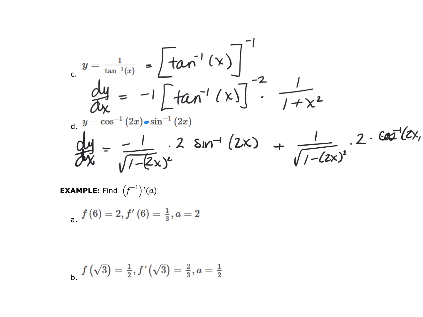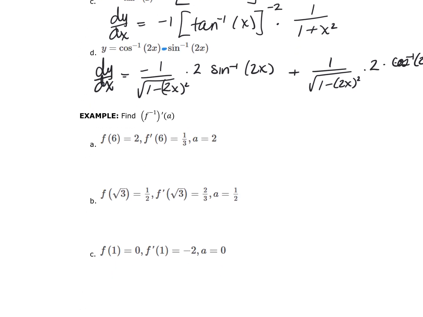Now this one you could clean up a little bit. You could factor out a 2. You could factor out the 1 over the square root of 1 minus 2x squared, and that'd be totally fine. Or when you do the derivative test, you can leave it just like this.